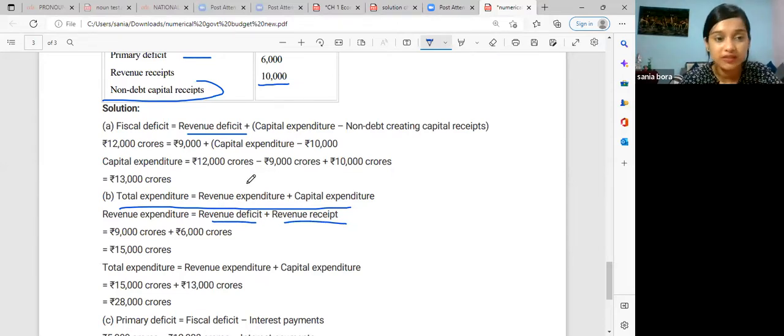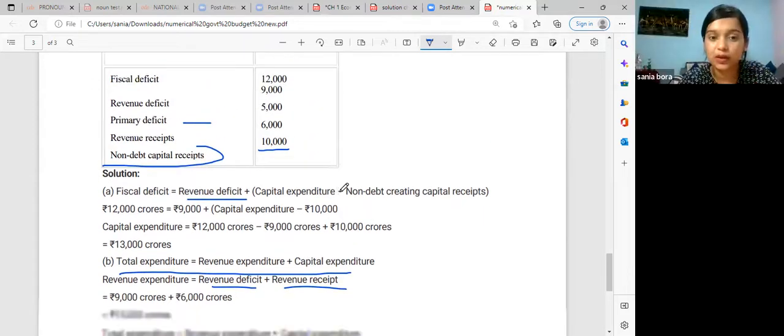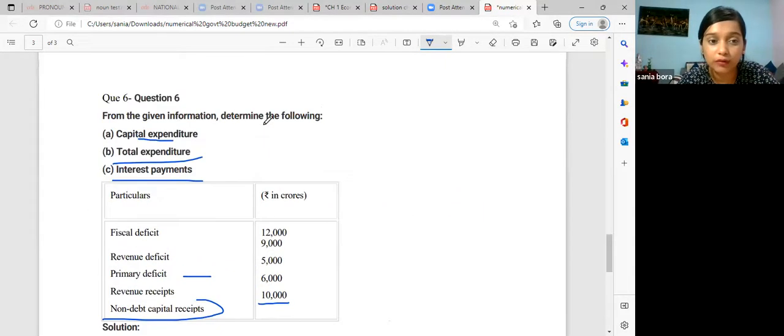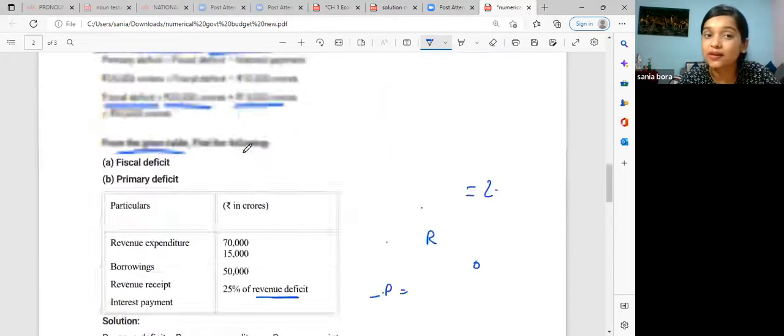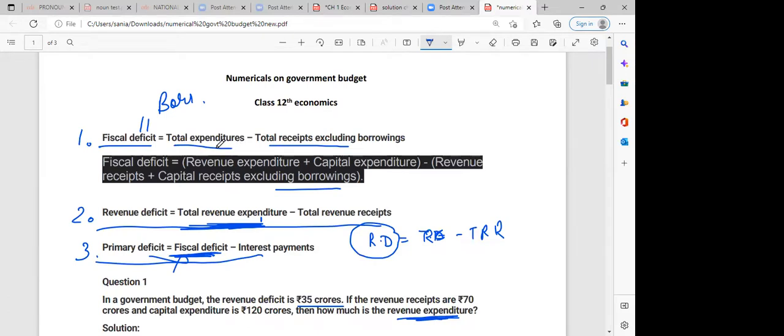Now, if you have the revenue deficit, you have capital as well, and you have fiscal as well. What you have to find is the total expenditure. Got it or not? Yes, ma'am. Okay, we'll see.